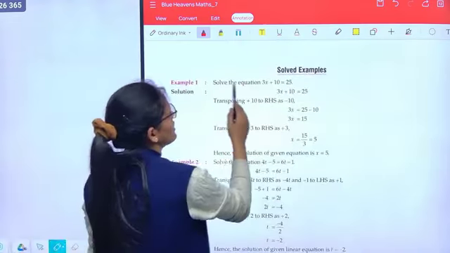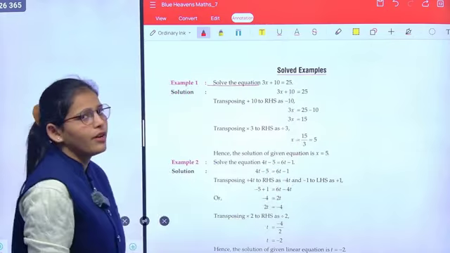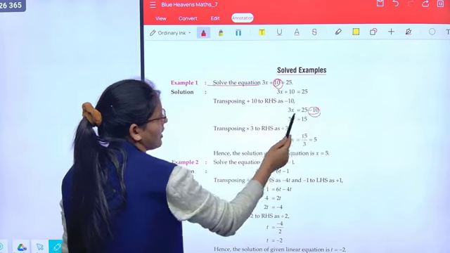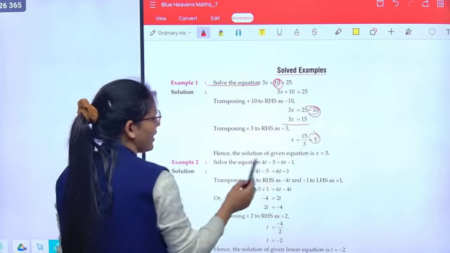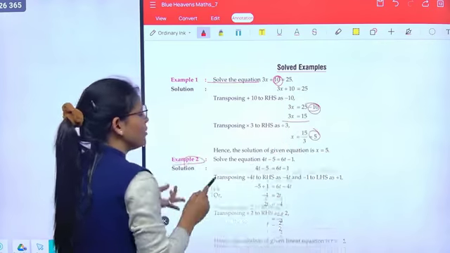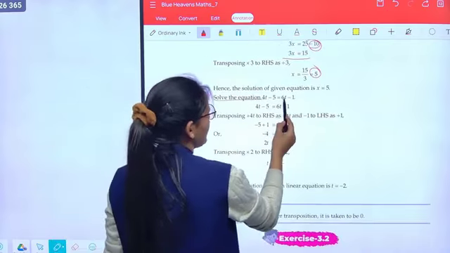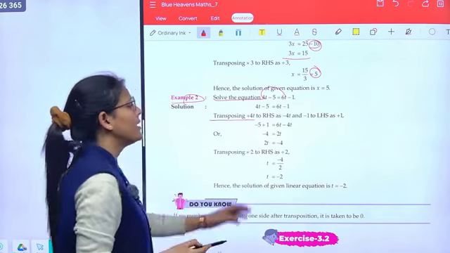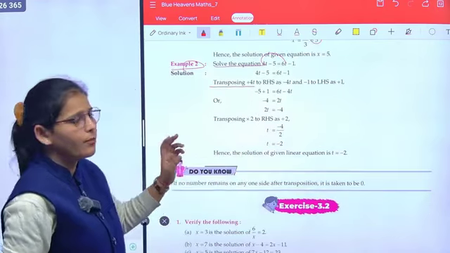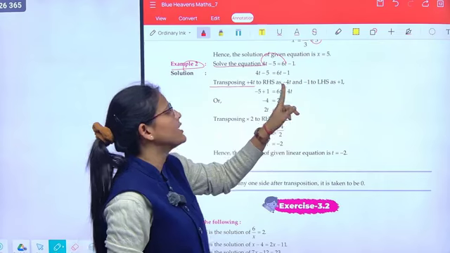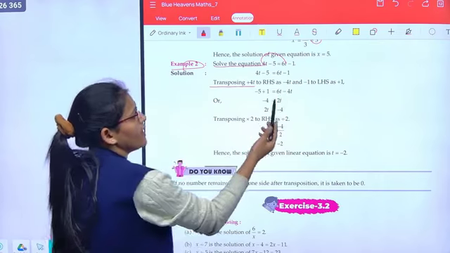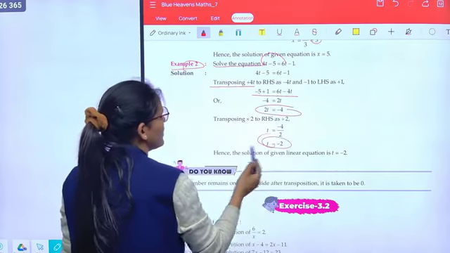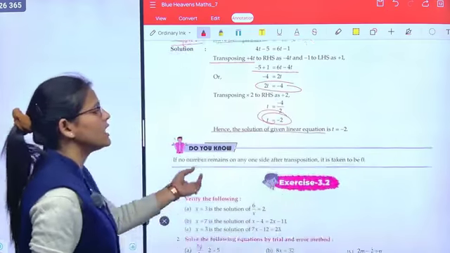Yes class, solve the equation 3x plus 10 is equal to 25. क्लास, यहाँ पर ये क्या है? 10 है. प्लस का यहाँ पर क्या होकर क्या हो जाएगा? माइनस. तो x is equal to 5. Now example number 2, solve the equation. Again ये इधर चला जाएगा और ये इधर हो जाएगा. तो क्लास, transposing plus 40 to RHS as minus 40, minus 1 to LHS as plus 1. Class, you can see here t is equal to minus 1, hence the solution of the given linear equation is t is equal to minus 2.